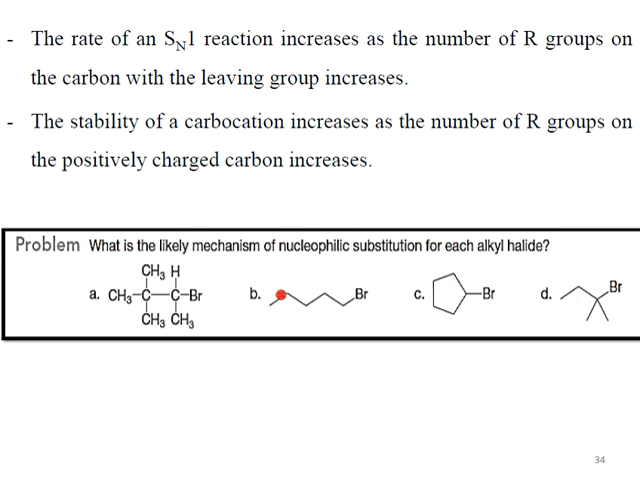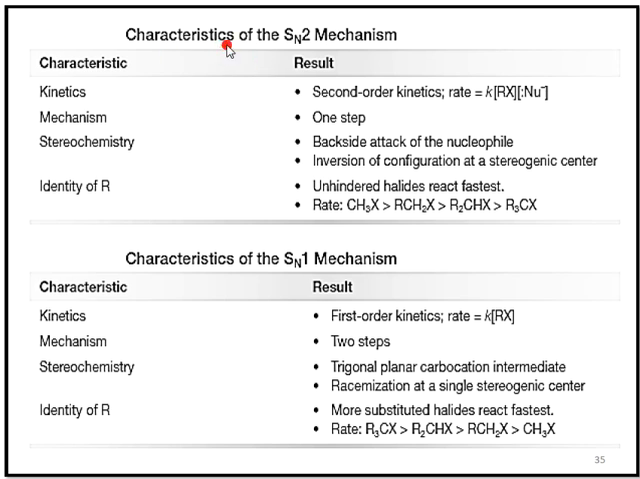Okay, you have here many alkyl halides. Will each one go by SN1 or SN2? This one SN1 or SN2, this one SN1 or SN2, and this one SN1 or SN2. Which mechanism will be best for this compound to undergo the nucleophilic substitution reaction? And here are the characteristics of the SN1 and SN2 mechanisms, a summary, students. Okay, this is so important.